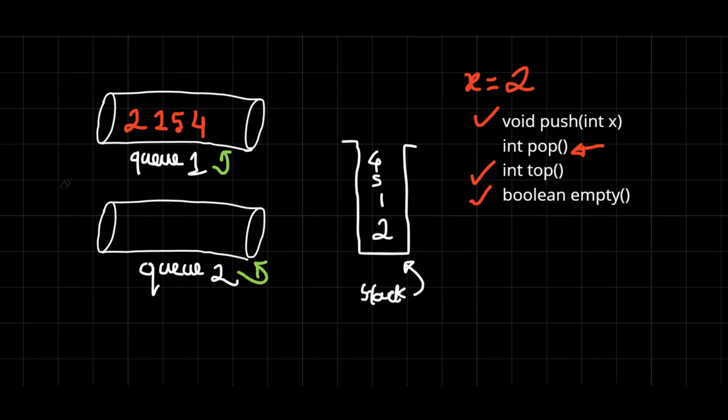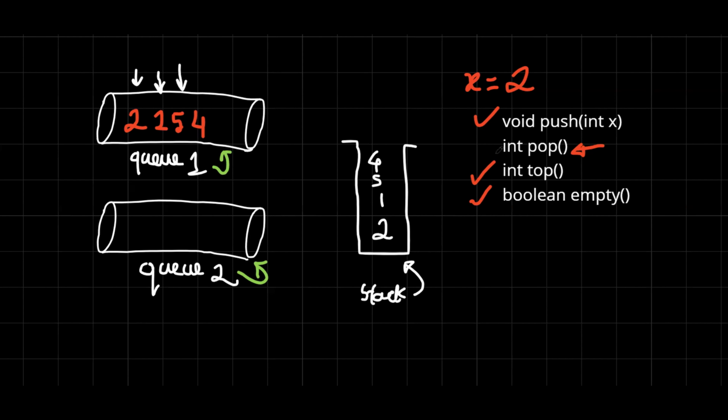Now, finally, the most complex method, which is the pop method. As we all know, a queue stores the elements in first in, first out manner. So here, the element 2 appears first, so we have to add element 2 here. Then after that, the element 1 appears, then the element 5 appears, and so on.